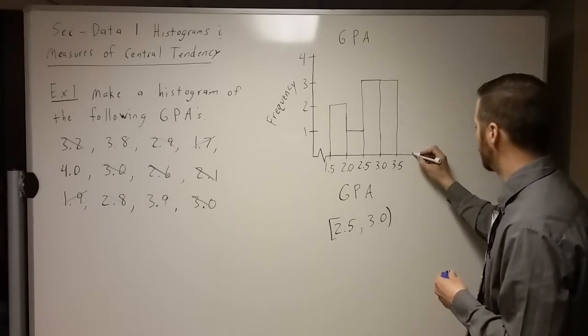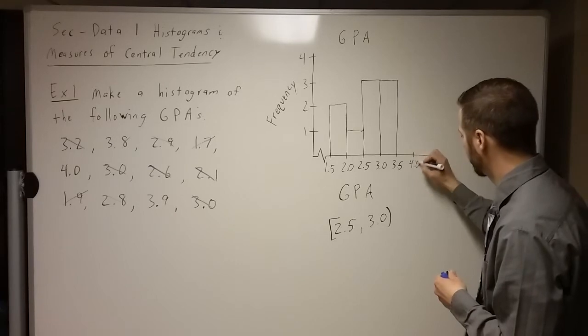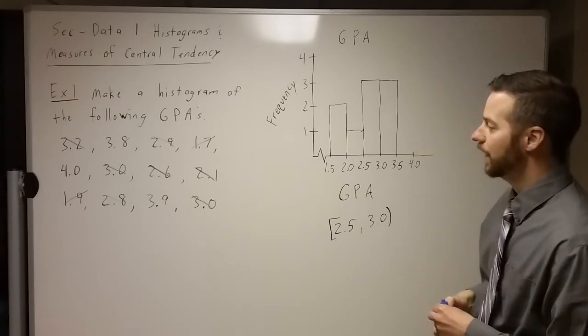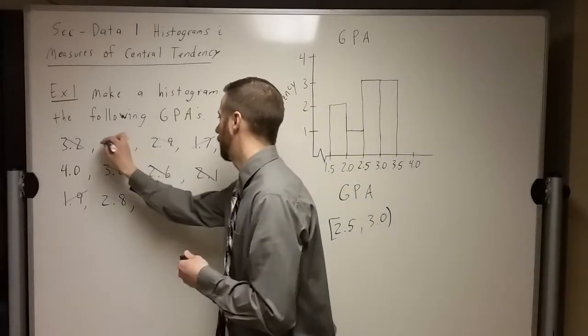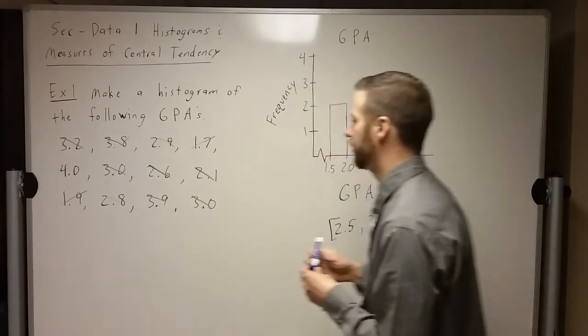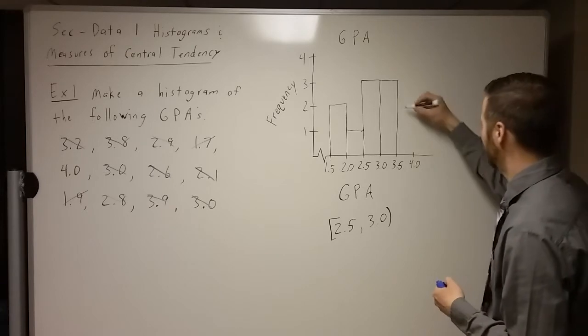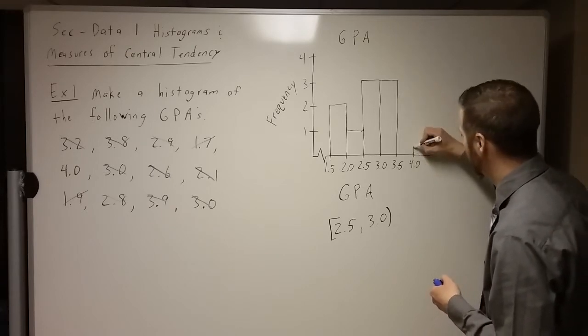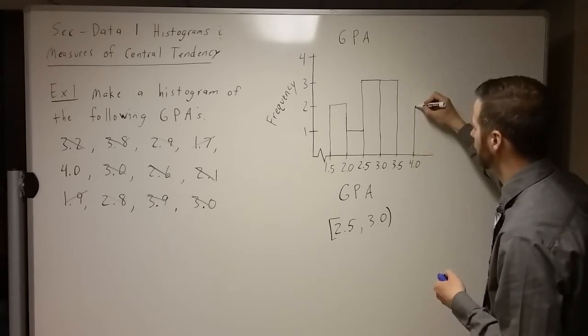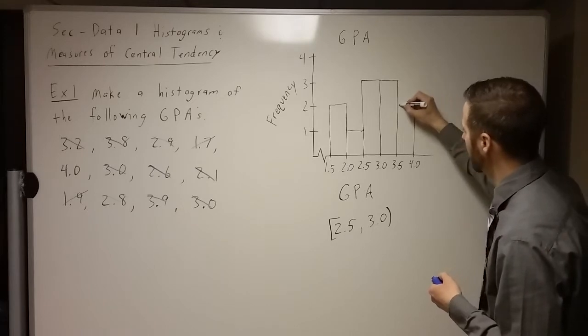And then we're going to go 3.5 to 4. So between 3.5 and 4, we've got 1, 2 people's GPAs. Remember, the 4.0 can't count there. So this is going to be a little weird. We're going to have to make an extra bar for the person who has a 4.0.